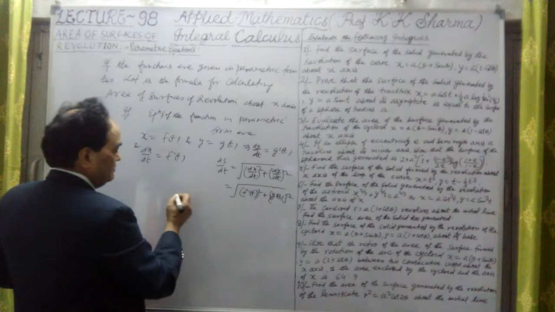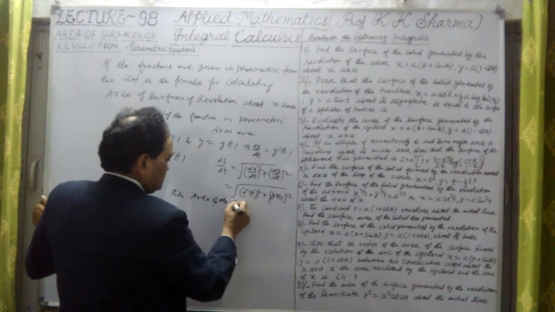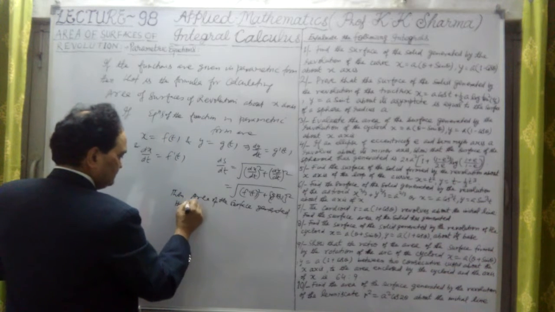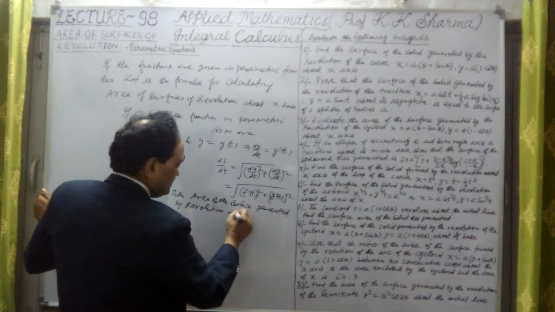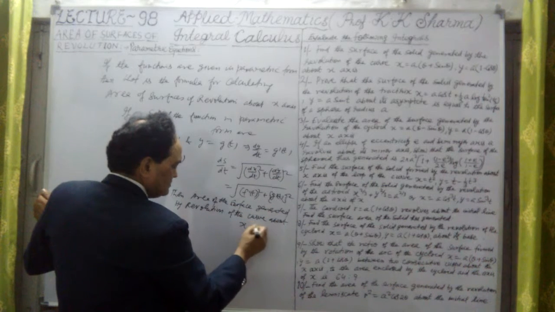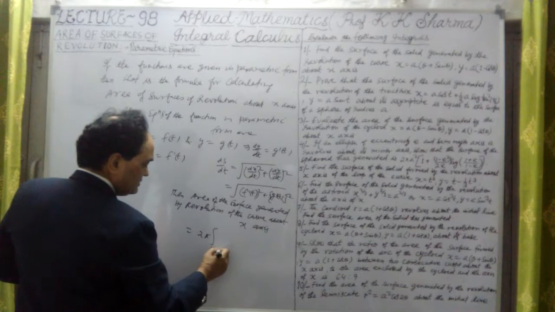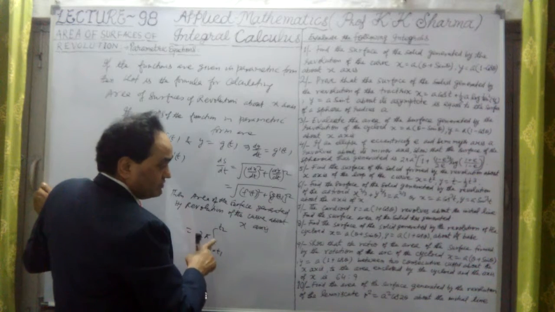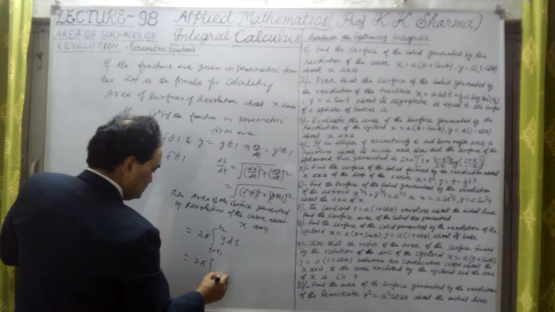And then, what is the formula for area? The area of the surface generated by revolution of the curve about the x-axis is given by the integral of 2 pi y ds. Here t goes from t1 to t2, the parameter t. This can be written as 2 pi times the integral from t equal to t1 to t2.